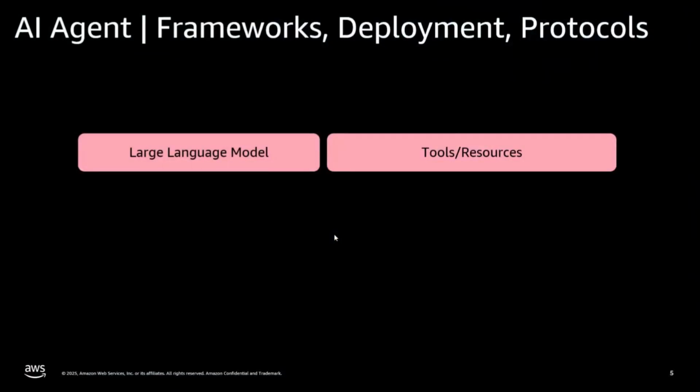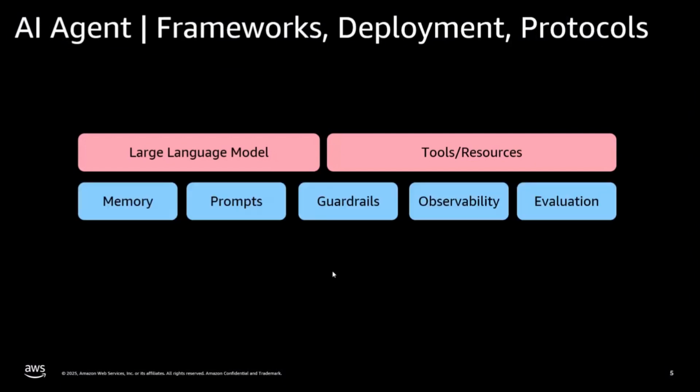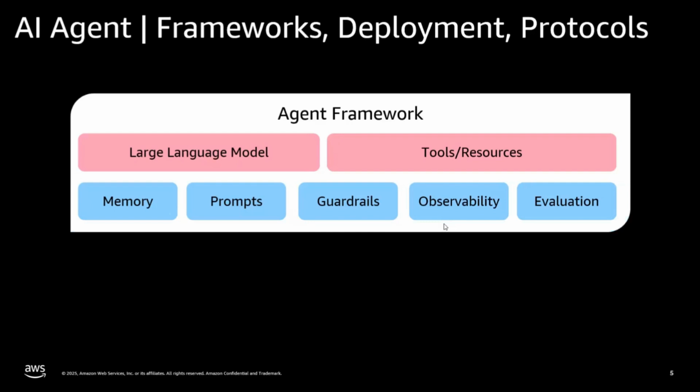Bedrock AgentCore, to simply explain this: in 2023, we were using language models out of the box. By definition, they are stateless, and they might have access to some tools. Tools could be APIs, some other calls, web search, etc. Now, to make these language models stateful, you will need some constructs like memory, prompts, guardrails, observability, and evaluation. When you put all of this together under a framework, you get the agent framework.